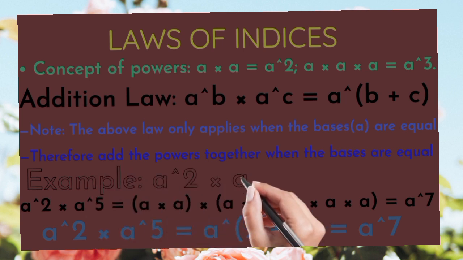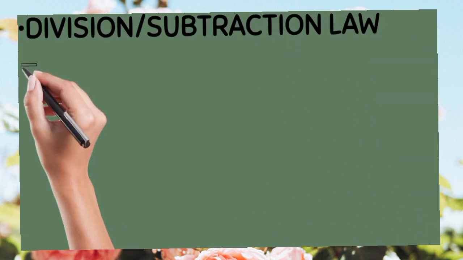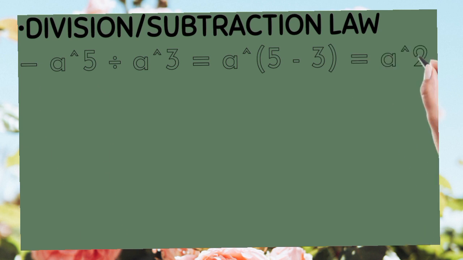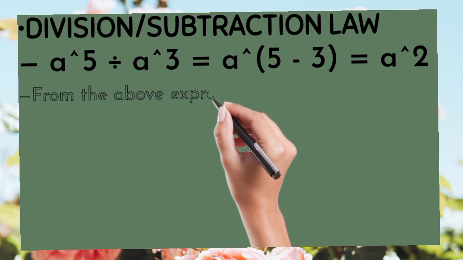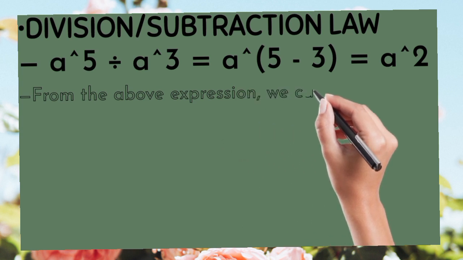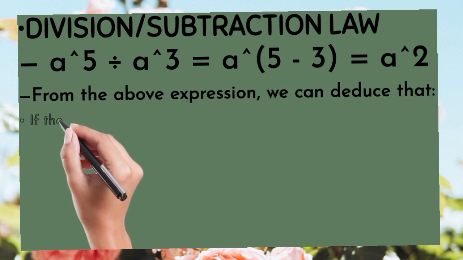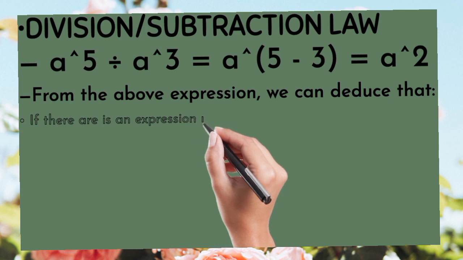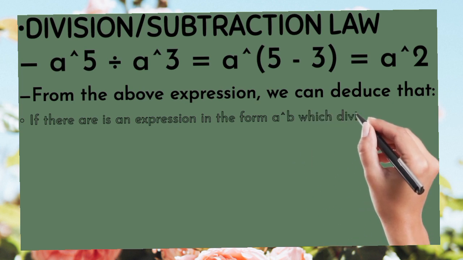So now we're going to be looking at the division law, the division or the subtraction law, where you have something in the form of a to the power of 5 divided by a to the power of 3, and you'll be having a to the power of 5 minus 3. So from the above expression, you can see that when you have a division sign and the two bases are equal, you subtract the powers. That's why we did a to the power of 5 minus 3, which is a to the power of 2, because the denominator a to the power of 3, that is a raised 3 times, cancels 3 of the a's in a to the power of 5, leaving you with a to the power of 2.